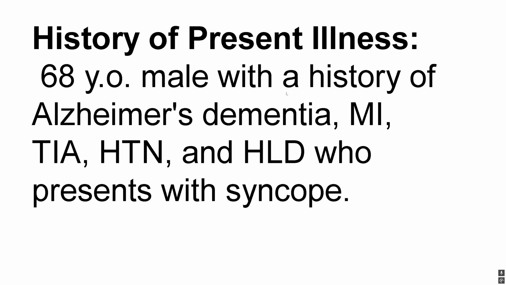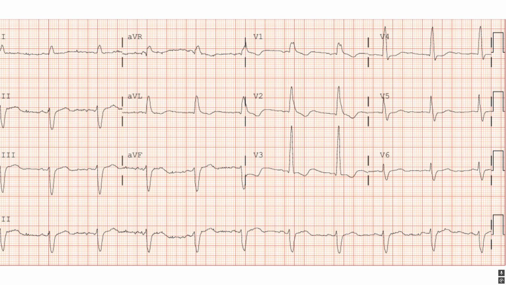All right, so here's the case. A 60-year-old male with a history of Alzheimer's dementia, MI, TIA, hypertension, and hyperlipidemia who presents with syncope. Already, before we even look at the EKG, this is concerning, right? This gentleman's high risk. We know he has vascular problems. He's had an MI before, a TIA. He's got hypertension, hyperlipidemia, and he's 68. So high risk for issues, so let's look at his EKG.